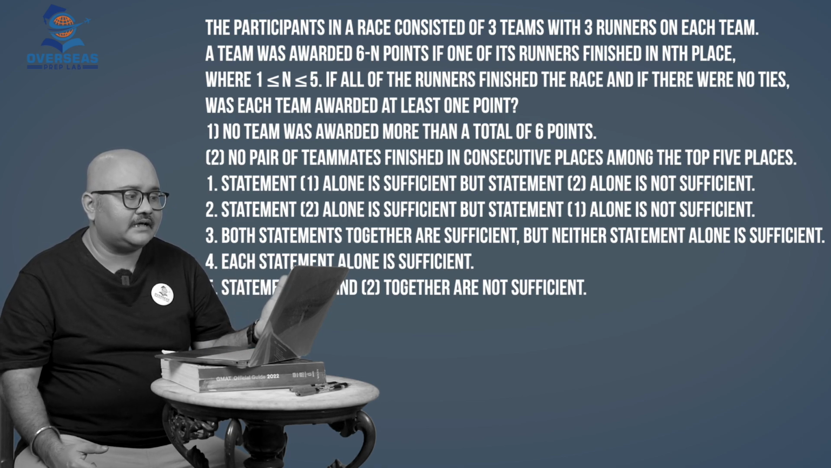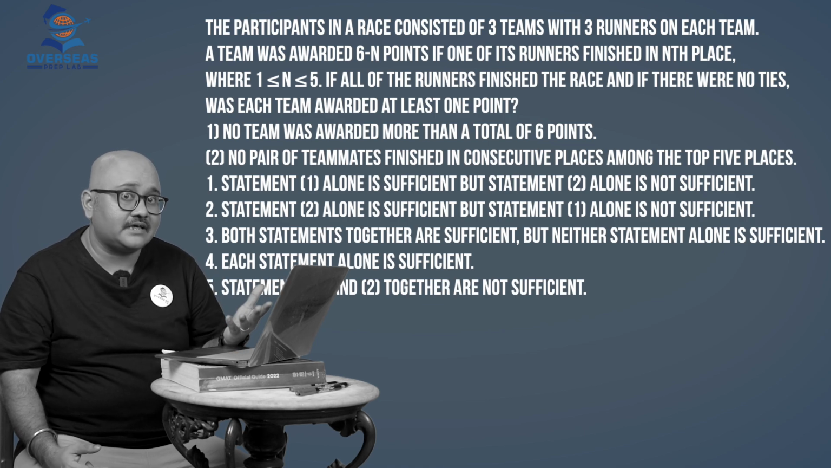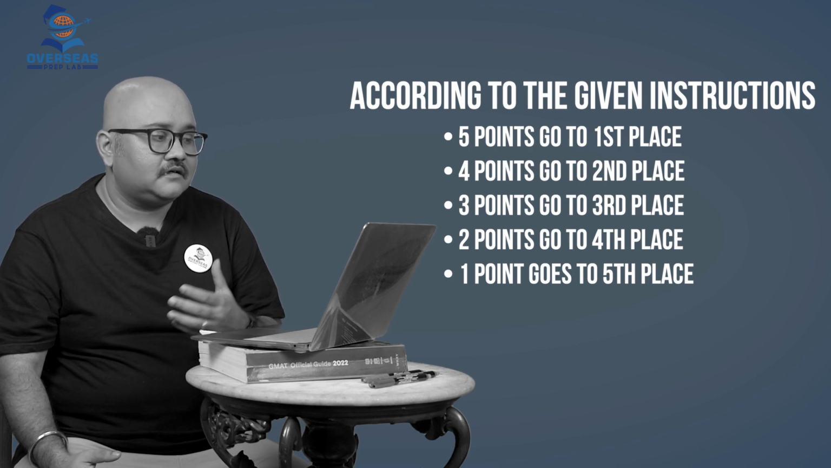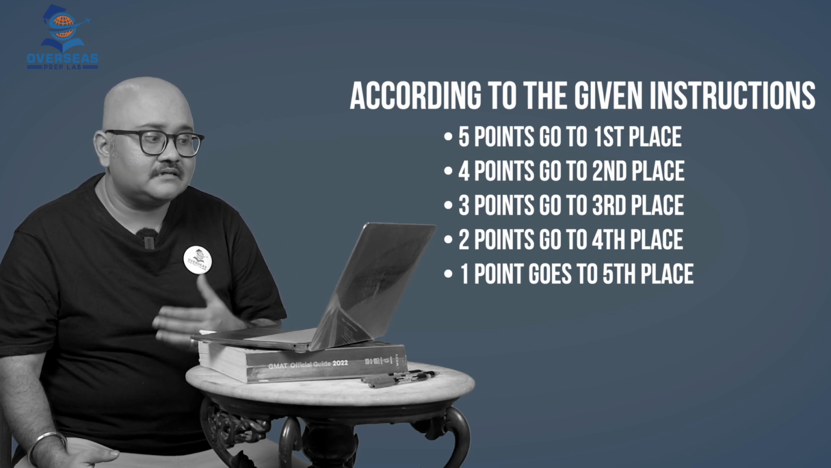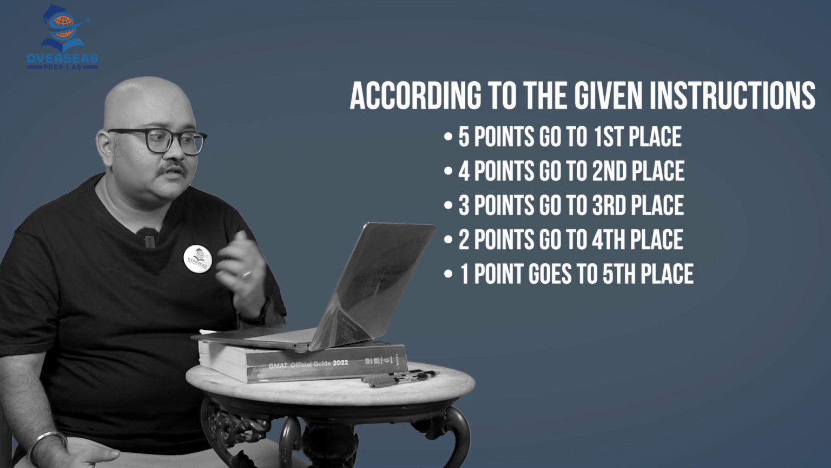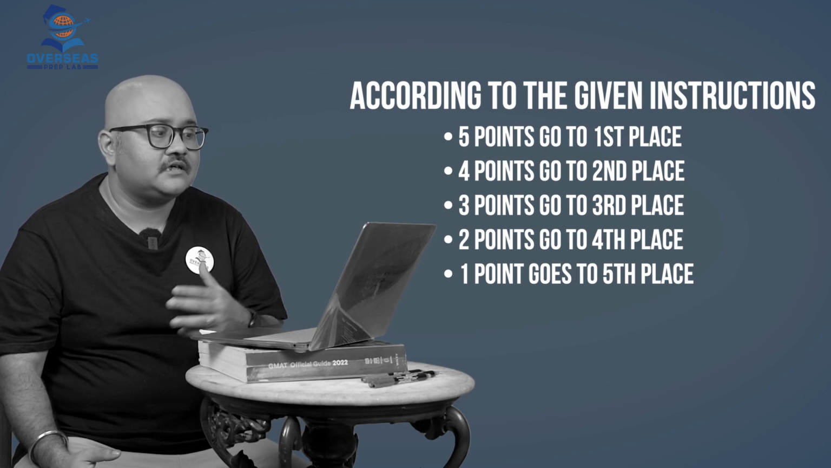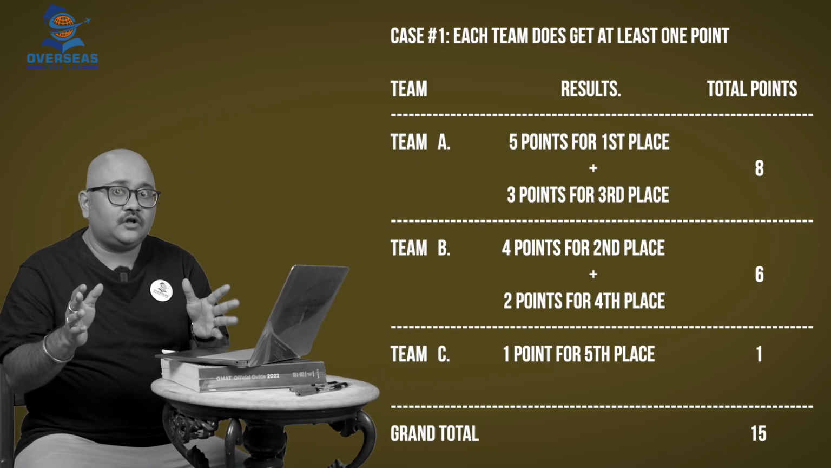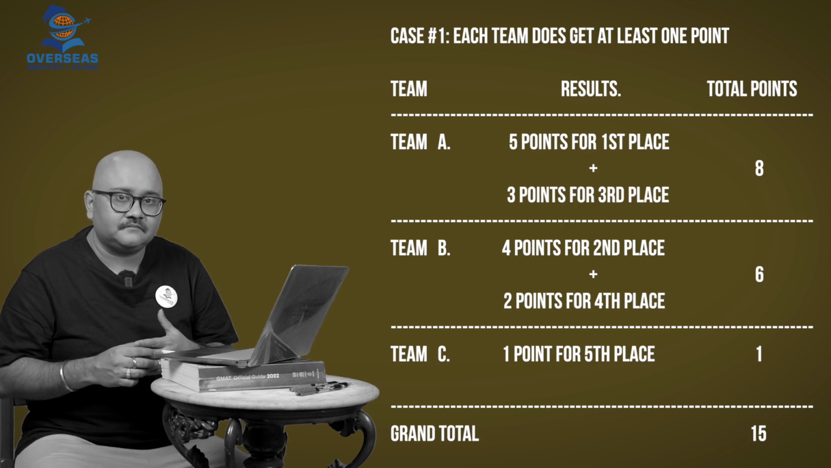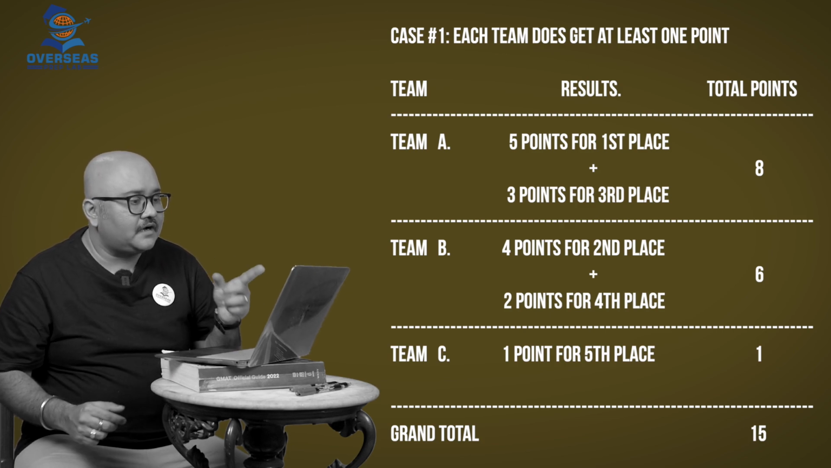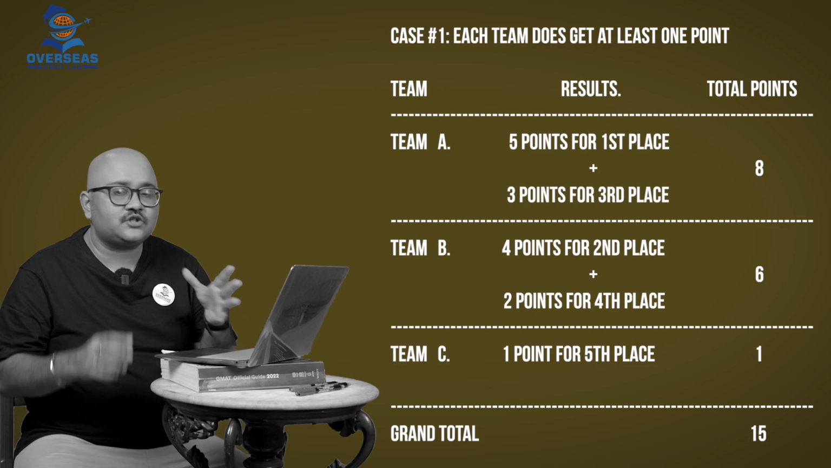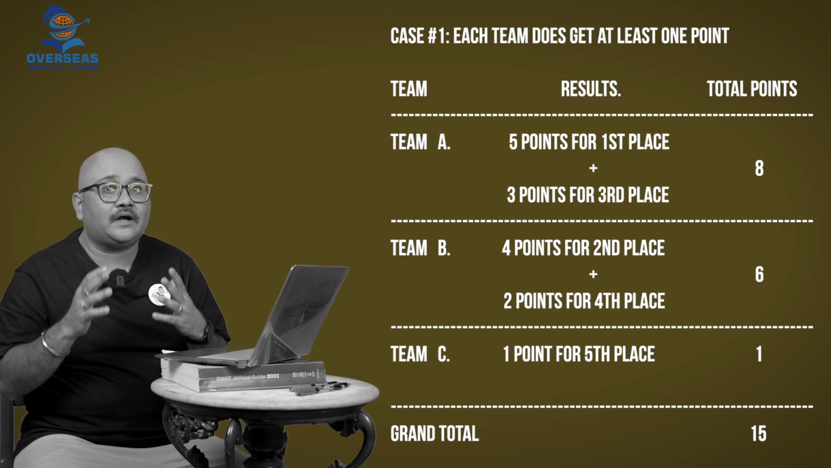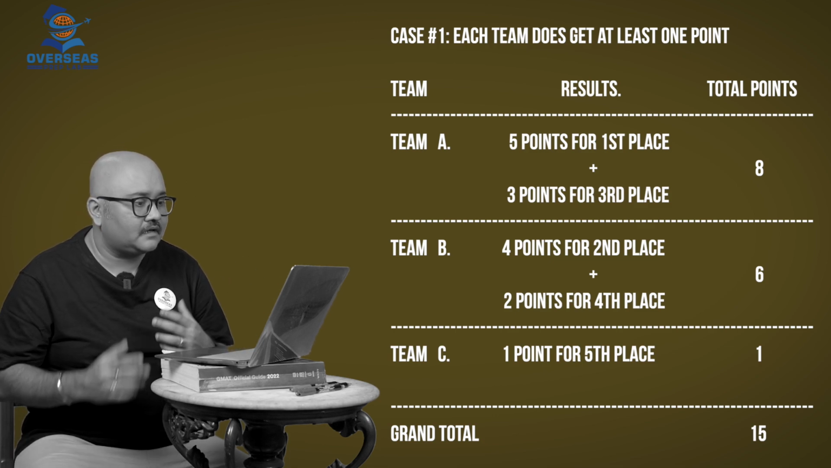If you look at the question again, the given instructions suggest that 5 points will go to the first place, 4 points to the second place, 3 points to the third place, 2 points to the fourth place, and of course 1 point goes to the fifth place. What does this mean? That overall there are 15 points to be distributed. Now what is the goal? As far as the question is concerned, the goal is to determine whether each team got at least 1 point. That's the question stem, right?